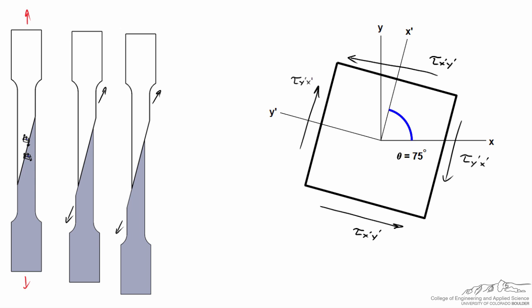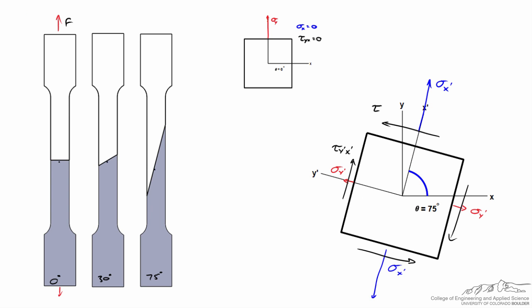And because the element doesn't rotate, the net moment has to be 0. And what we find is that tau x prime y prime has to equal tau y prime x prime. So oftentimes you'll just see this stress being reported, and it's implicit that the two stresses must be equivalent. See, we've come back to the original element. So I've got tau x prime y prime, and I'll draw the rest of them on here.